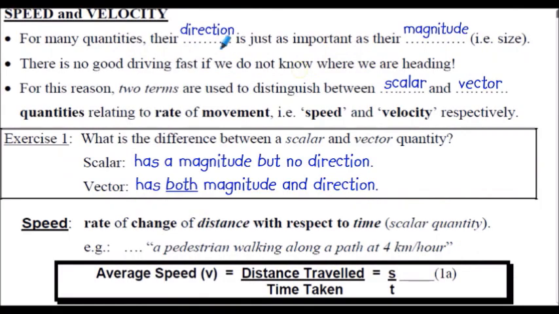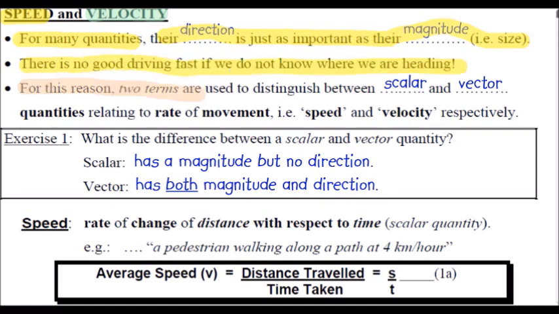Let's consider speed and velocity. So for many quantities, their direction is just as important as their magnitude, their size or value. There's no good driving fast if we do not know where we are heading. So there are two terms used to distinguish between scalar and vector quantities that relate to movement. So these are speed and velocity. Speed is a scalar quantity, velocity is a vector quantity.